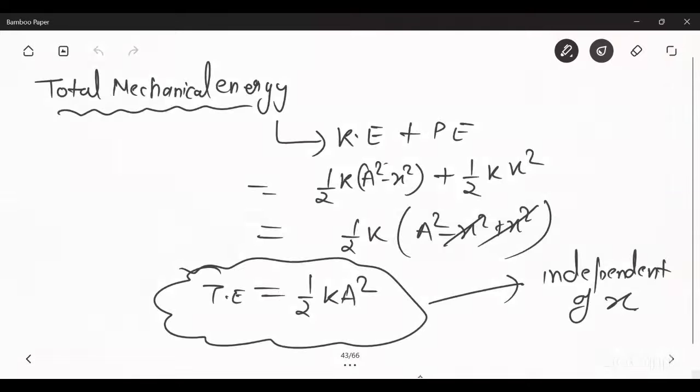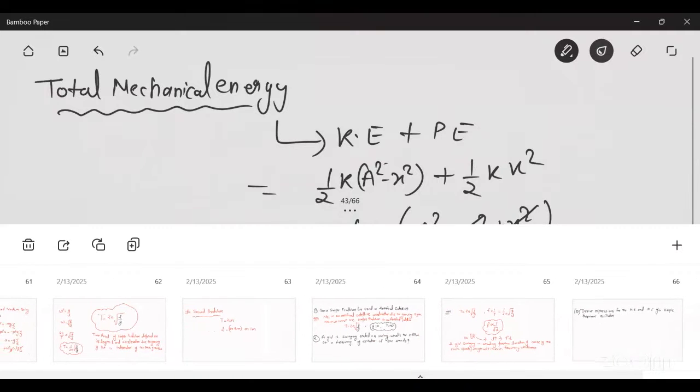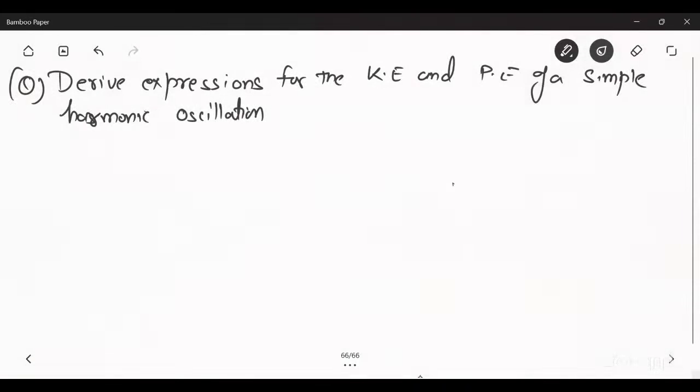Next, the total mechanical energy will be the sum of kinetic energy and potential energy, so we get a total energy of half k a square. But the question is asking only about the kinetic energy and potential energy, so you have to write only the kinetic energy and the potential energy of the body, not as much.